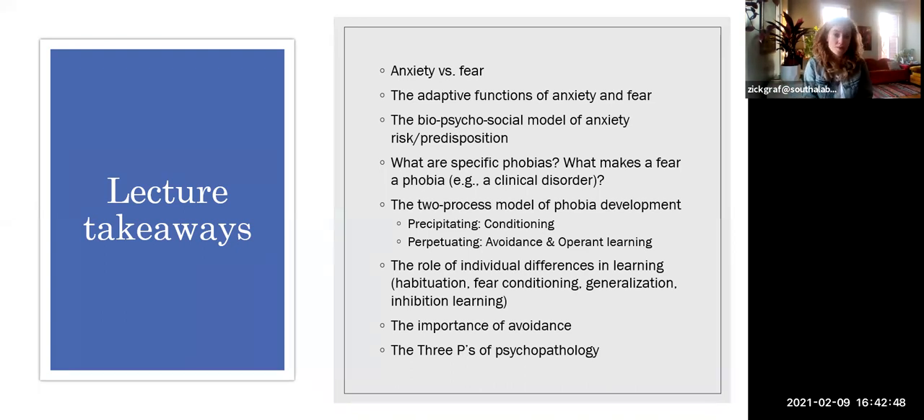We talked about the two-process model of how phobias develop, from precipitating events, classical conditioning, to perpetuating behaviors and learning, avoidance behavior, operant learning, negative reinforcement of avoidance. We talked about the role of individual differences in learning in precipitating and perpetuating phobia development. We talked about the importance of avoidance in maintaining phobias and other anxiety disorders, and we introduced the 3 Ps of psychopathology.